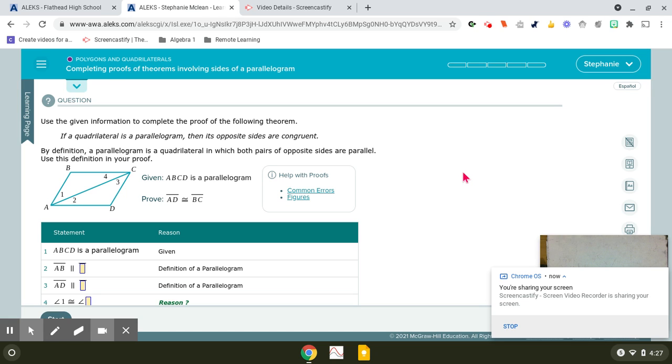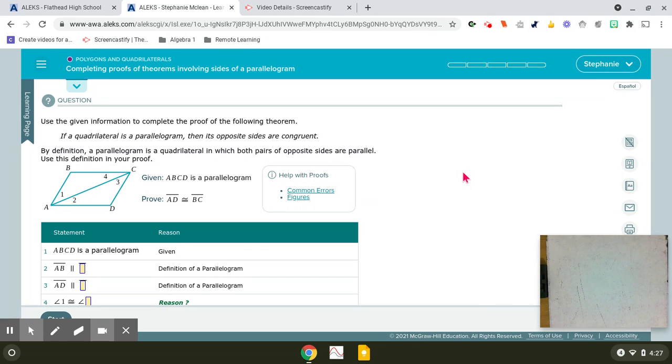Hi guys, today I'm going to go over completing proofs of theorems involving sides of a parallelogram. Okay, we already did completing proofs of theorems involving angles of a parallelogram. So today is going to be a little bit different than what we did last time, but very similar.